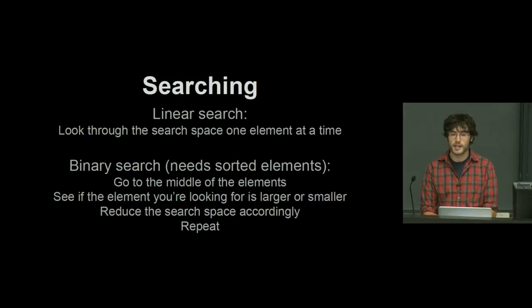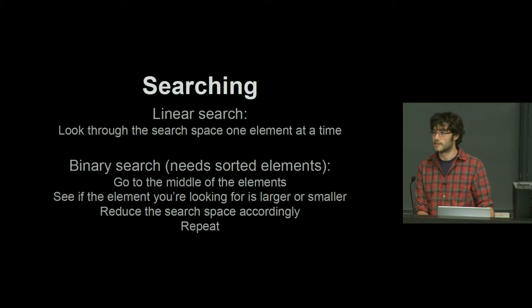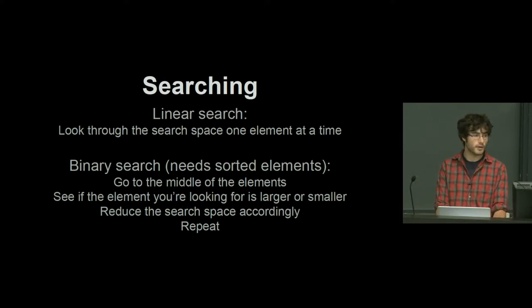Okay, and last for me is search. So the types of search that we talked about in this class are linear search, which is just that you look through each element of the search space one element at a time until you find what you're looking for, or until you reach the end of your search space, at which point you say that you couldn't find the element that you were looking for.